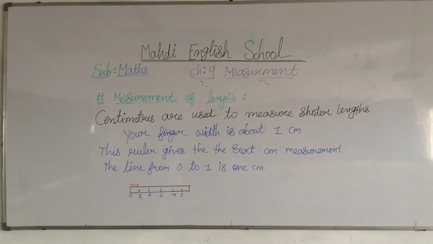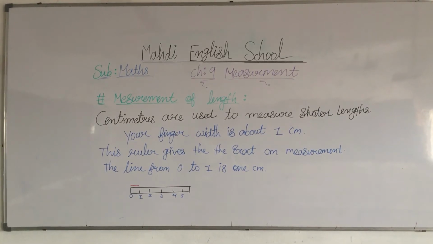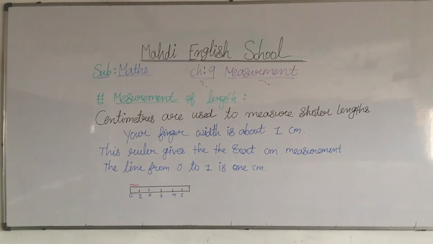So first of all, you put the date. Then write the measurement of length. Centimeters are used to measure shorter lengths, and your finger width is about 1 centimeter. This ruler gives the exact centimeter measurement. The line from 0 to 1 is 1 centimeter. Understood, my dear students, what I am telling you? I hope you all understood.